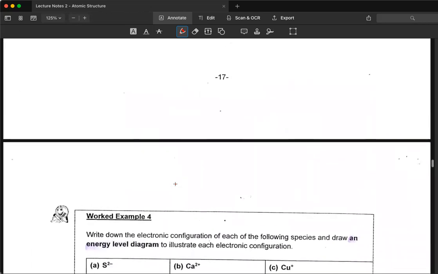Now, this is another worked example for you to work on. You can pause this video before attempting the question, and then resume the video to check your answers. In this question, you are supposed to write the electronic configuration for each species and draw an energy level diagram to illustrate each electronic configuration.